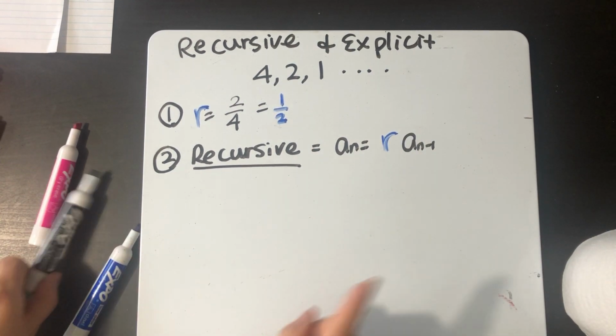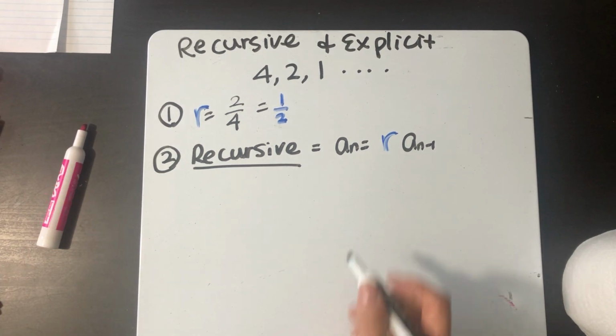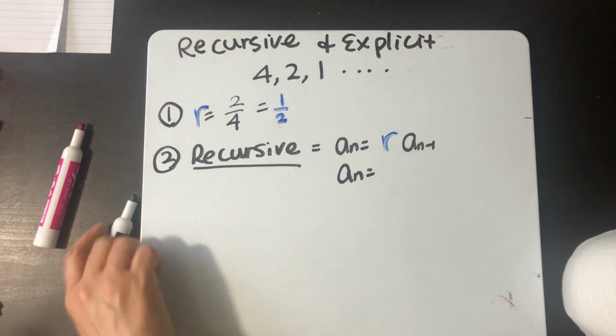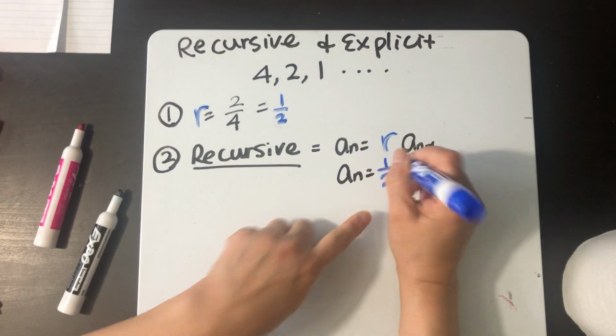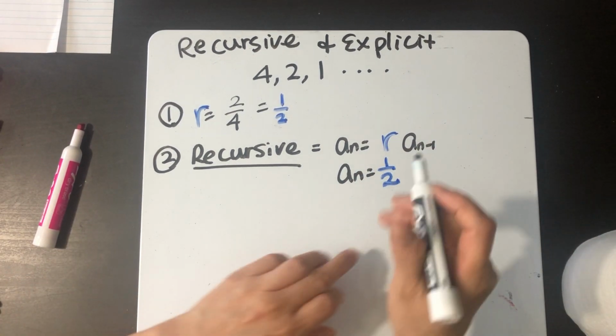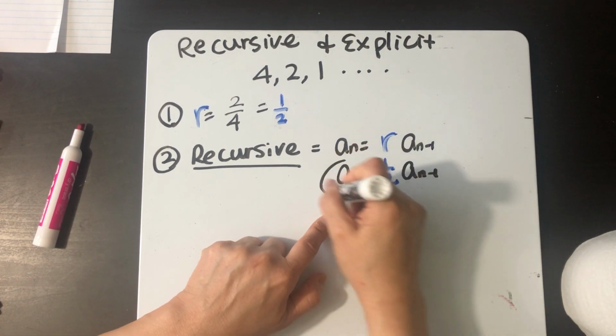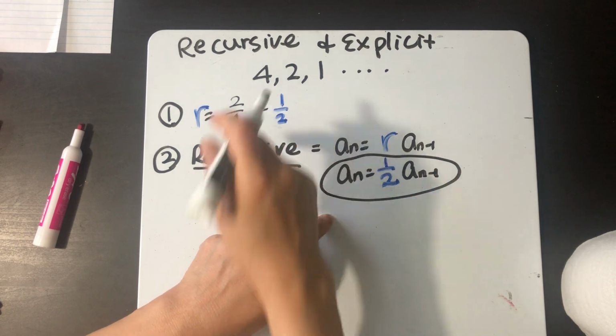So I want you to always write down the formula. So let's plug in. a_n is half, half is the ratio times a_(n-1). So that is the recursive. Okay, this is the recursive.